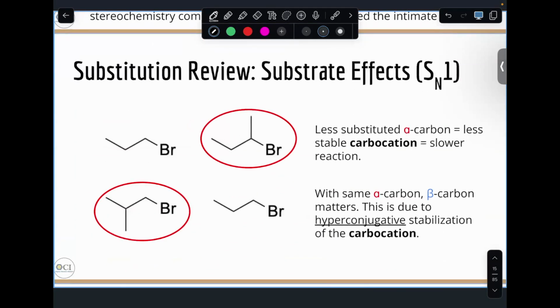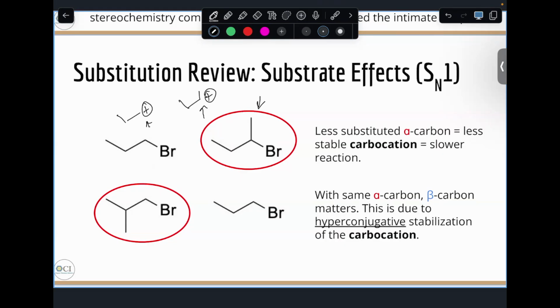And substrate effects. So this is opposite of SN2. Remember, for SN2, we wanted a less substituted substrate. But for SN1, we want a more substituted substrate, and that's because when we form the carbocation, it's more stable when it's more substituted. We see this is a secondary carbocation versus a primary, so this would be faster. Remember, tertiary is more stable than secondary, which is more stable than primary. This is a key concept for SN1.